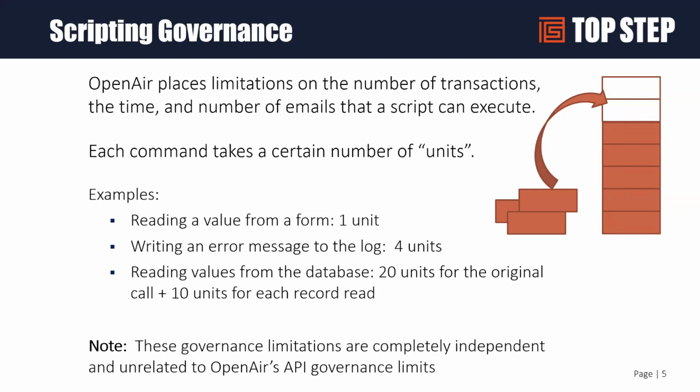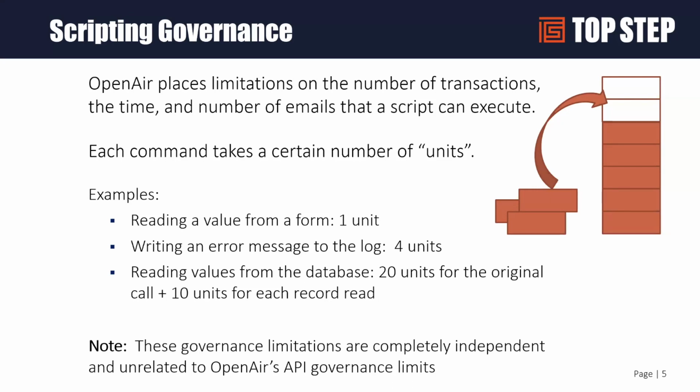Well, actually, there's three. There's one on the number of transactions, one on the time the script has to run, and if you are using the script's send mail function, there's one on the number of emails that you can send. So if we look at the number of transactions, each command takes a certain number of units, and you'll find this information in the OpenAir Scripting Guide, which we'll get you a link to near the end of the presentation.